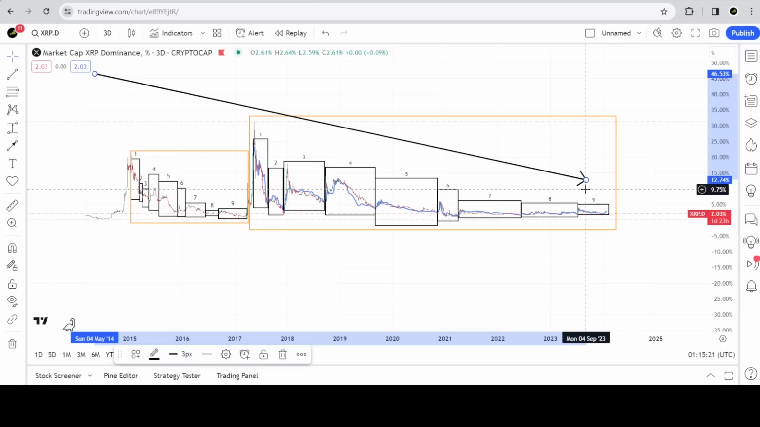I'll continue to follow this chart as it continues to develop. XRP has the potential to be a monster in this coming bull run. There's exciting times ahead.